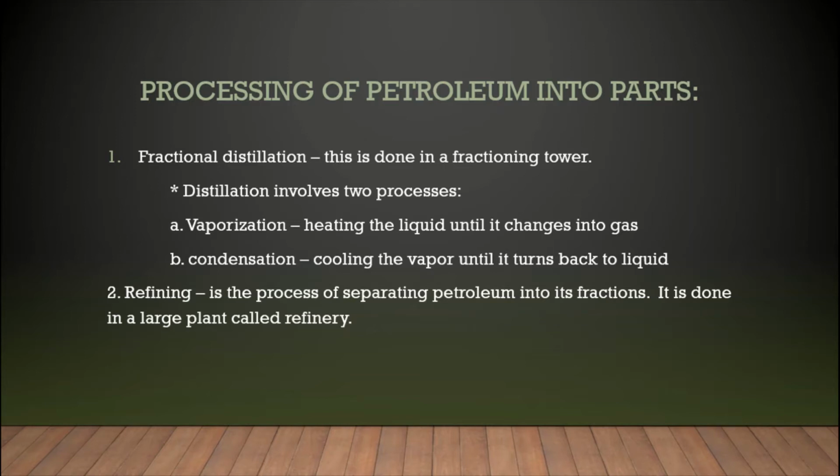Another method is refining. It is the process of separating petroleum into its fractions. It is done in a large plant called a refinery. Petroleum is heated to about 390 degrees Celsius and piped into the base of the tower. Petroleum vaporizes at this temperature because it is higher than the boiling points of most of the fractions. Various fractions of petroleum are separated and collected as a result of vaporization and condensation, as they go higher and are drawn off in the next levels above the fractioning tower.